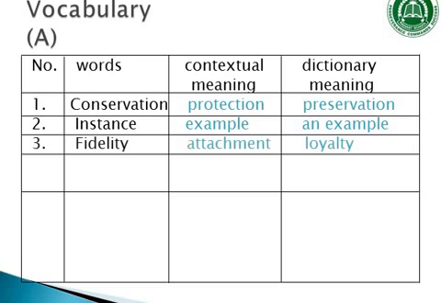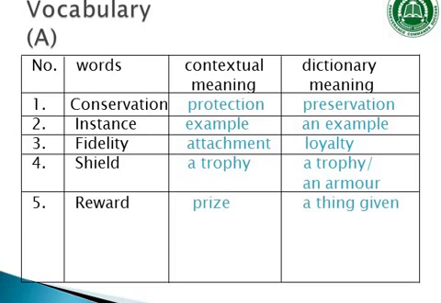The third word is fidelity. Its contextual meaning could be attachment, whereas the literal meaning is loyalty. Shield is taken as trophy, and in the dictionary it has the meaning of trophy as well as an armor. The last word is reward. We can assess its meaning as prize, whereas the detailed dictionary meaning is a thing given in recognition of a service. I hope now you'll also try to adopt this technique of guessing meanings while reading any material.